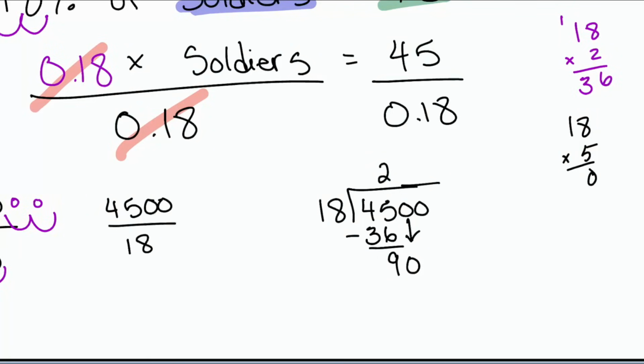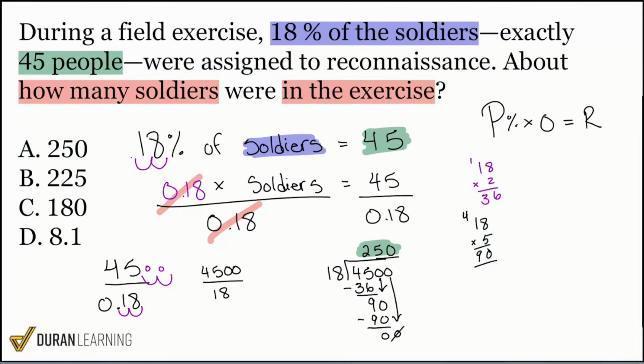8 times 5 is 40. 1 times 5 is 5. Carry the 4. That is 9. That is correct. So we have a 5 right there, and that's a perfect 90. Drop that last zero, boom, just fill that back in, and we are good. There's our answer. Our answer is that there were 250 soldiers at the exercise.